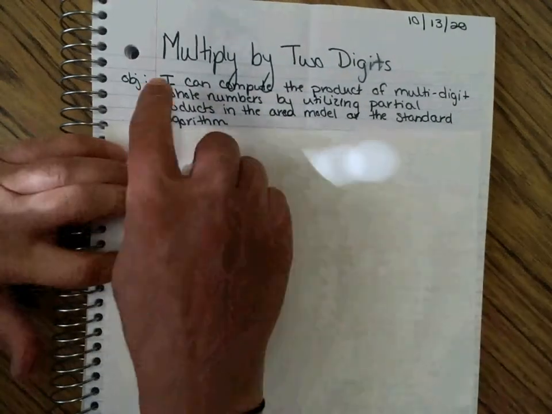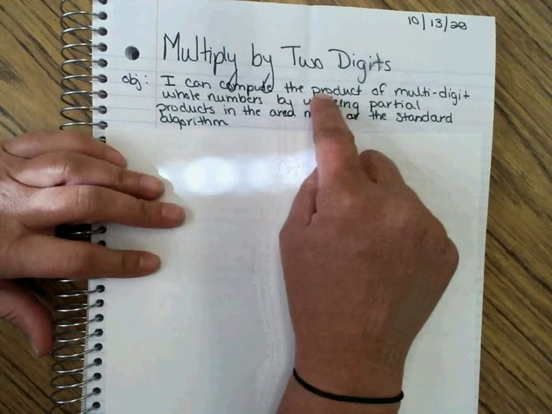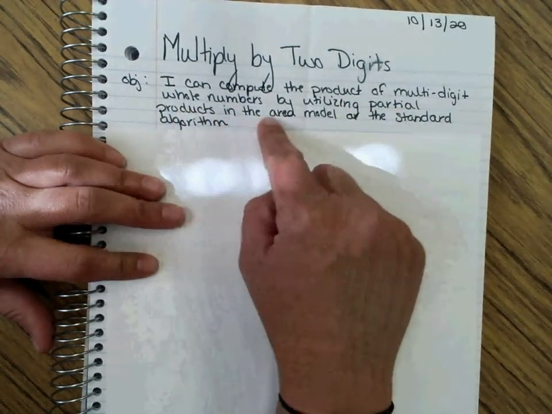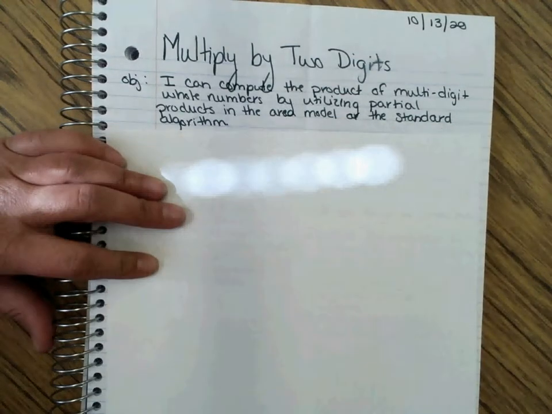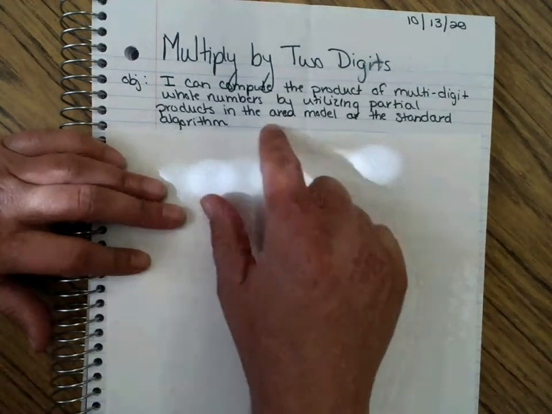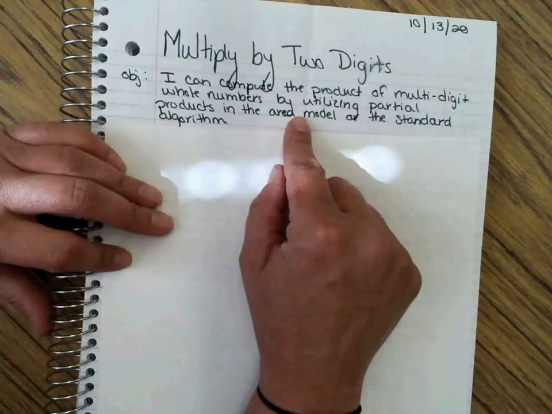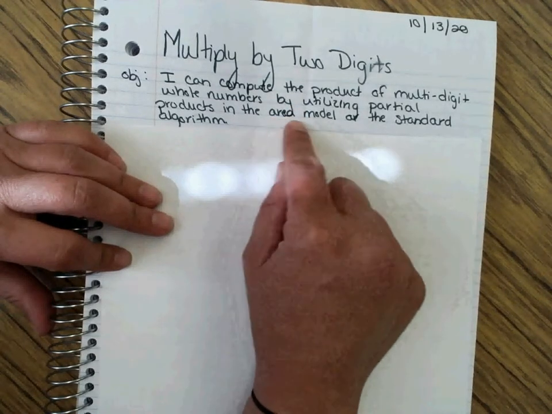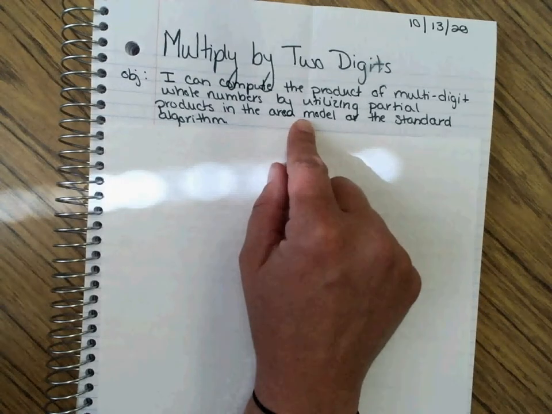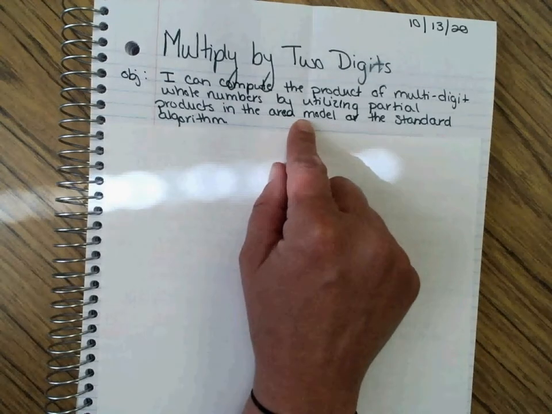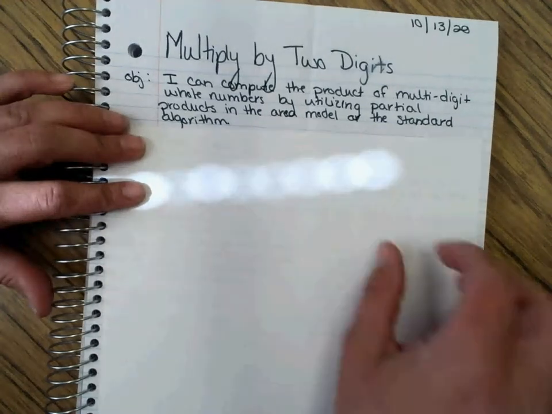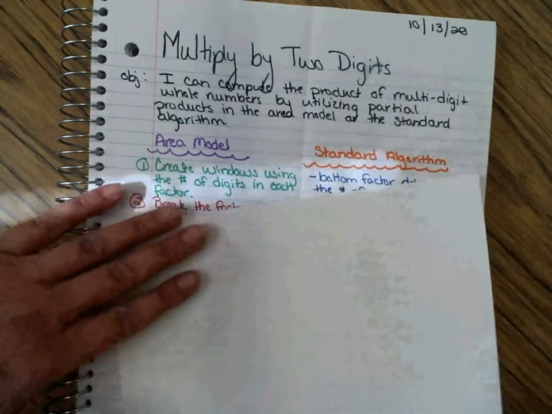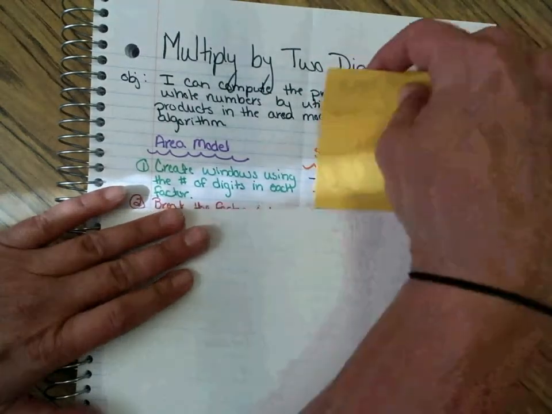So it says, I can compute the product of multi-digit whole numbers by utilizing partial products in the area model or the standard algorithm. So remember, we're still doing the same strategies we were doing by 1 digit, but now we're going by 2 digits. Okay? So the area model is our window method. Remember, if you need to look up some more videos to help you with that, you're more than welcome to. Standard algorithm, same thing. So let's start with our area model.